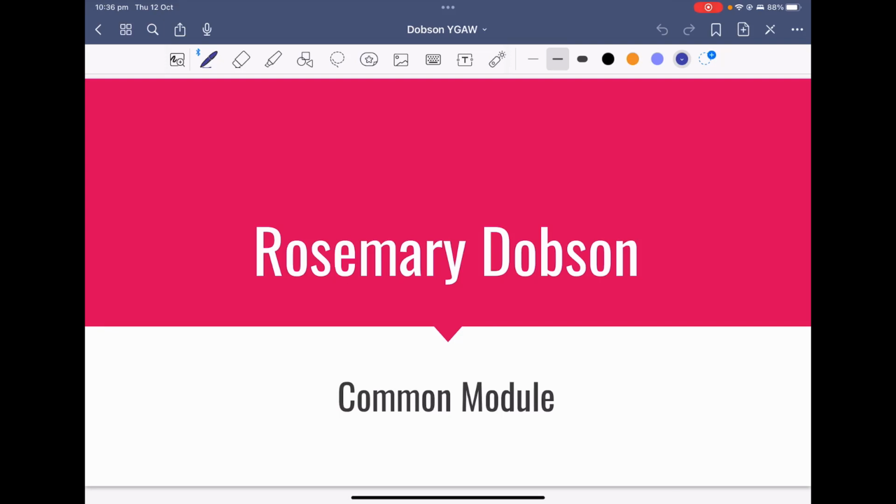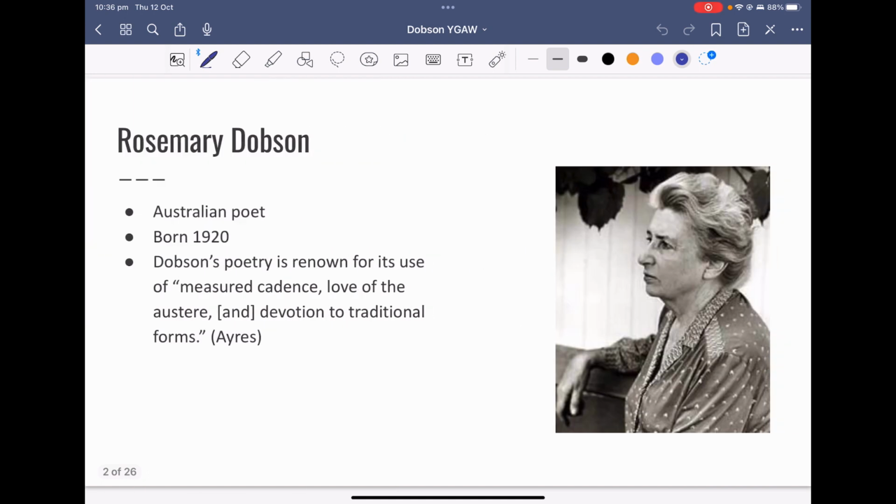And today we'll be looking at Rosemary Dobson's poem Young Girl at a Window. So we're not going to be going through the rubric and we won't be going through the context of Dobson in too much detail, but here are some basics. So you will need to know that Rosemary Dobson is an Australian poet and she was born in 1920.